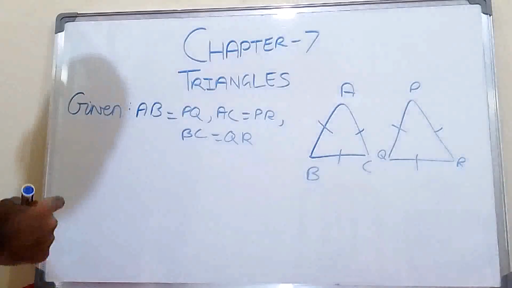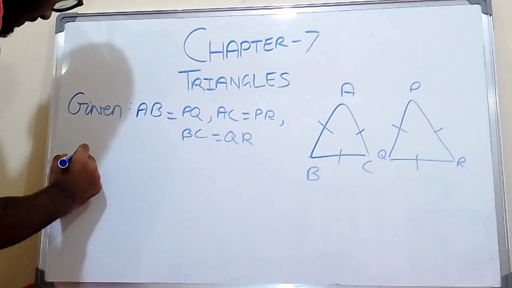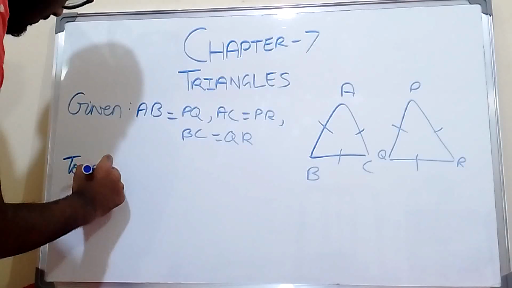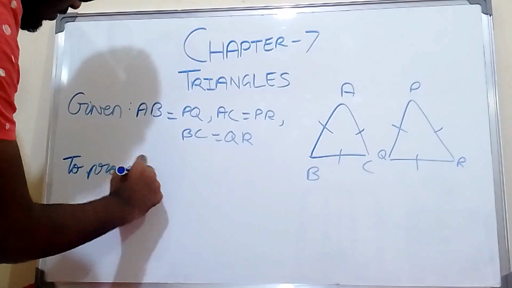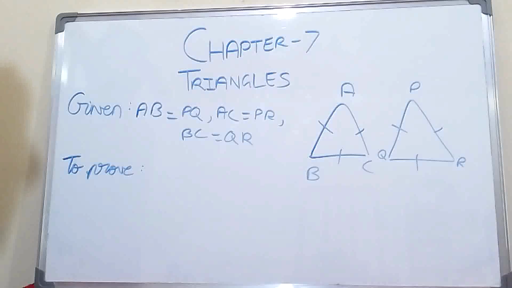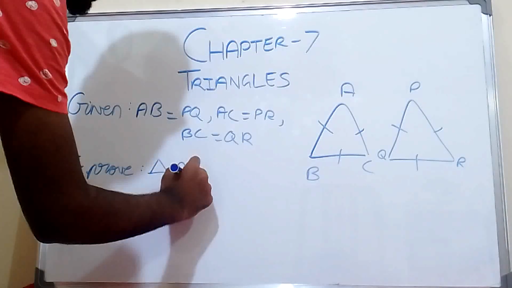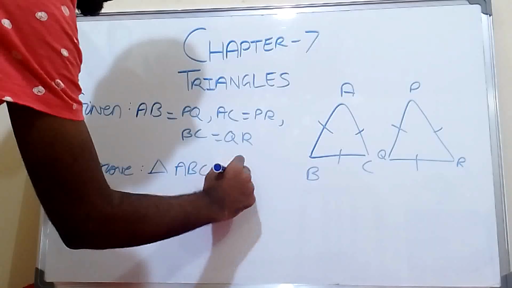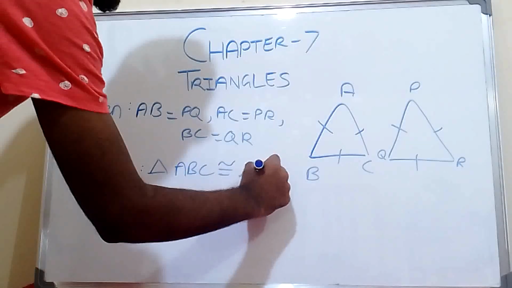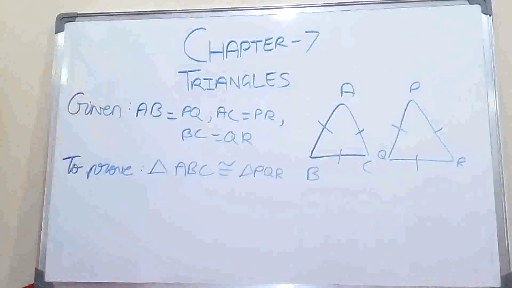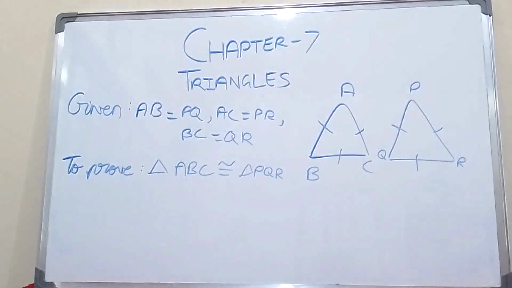Then we write what is to prove. What do we want to prove here? We need to prove that triangle ABC is congruent to triangle PQR. And now we're going to do some construction, because we cannot prove the congruency of SSS without doing some construction. First let me show you what the construction is, and then I'll write it down.